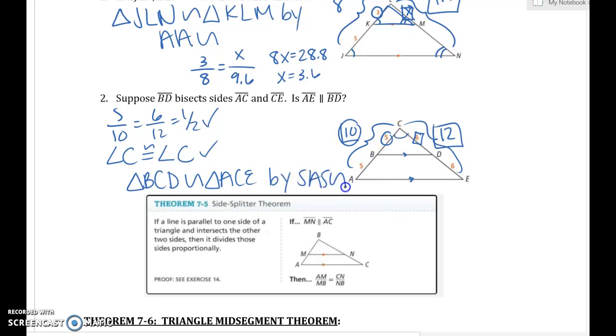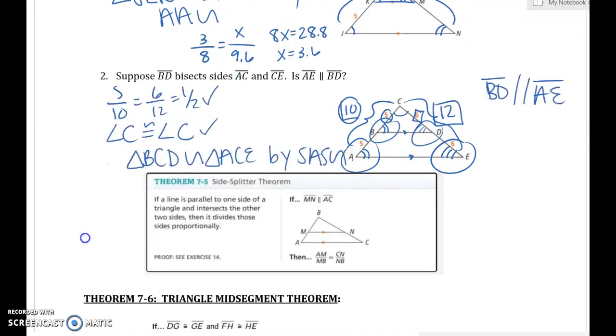So because of that, we know that CBD and CAE are congruent because they're similar triangles, and that's what we know about similar triangles. And CDB and CEA are also congruent. So then, by corresponding angles postulate, BD must be parallel to AE, because this angle and this angle are corresponding, this angle and this angle are corresponding.